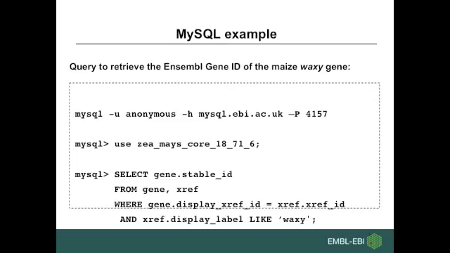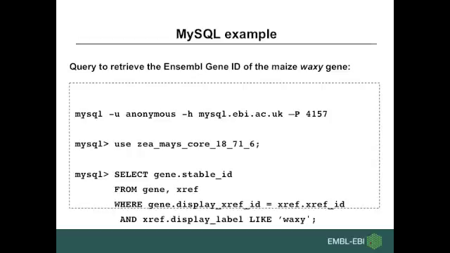Here is an example of how you might use our mySQL database. You can log on from any computer to access our public server. You specify the database you want to use. And here is a query which is selecting the public identifier of all genes that actually happen to have a cross-reference which leads to the gene being called waxy.